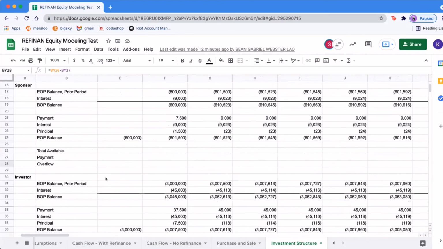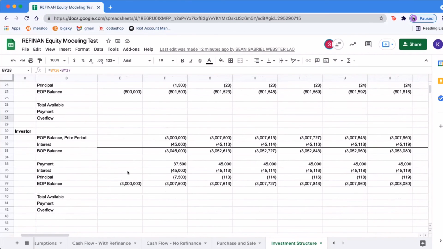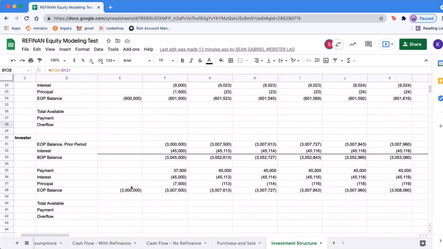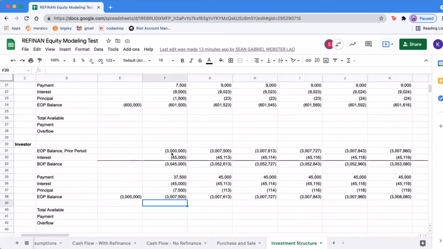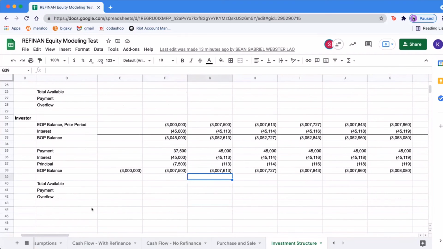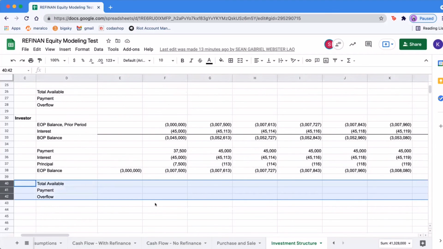We did the same thing for the investor. The first EOP balance is negative 4 million times 75%, because that is the investor side. It just follows. Then the interest is the EOP balance times 2% and the principal is the sum of the two. So the new EOP balance is the old EOP plus the principal. We also have here the total available, payment, and overflow.